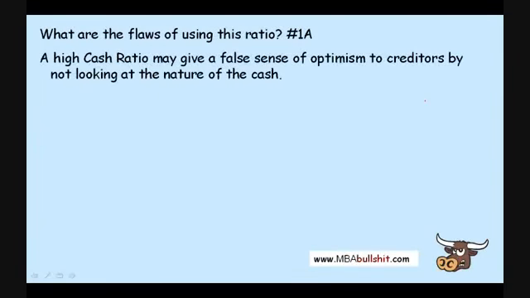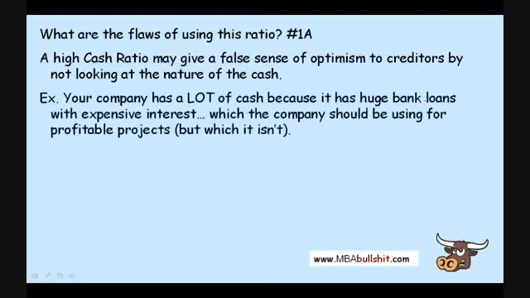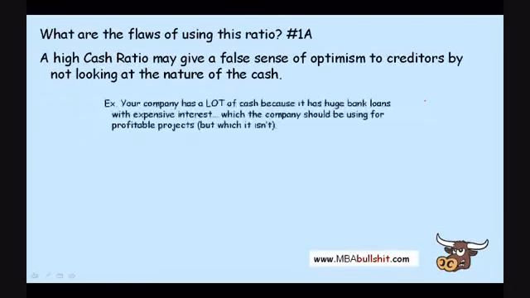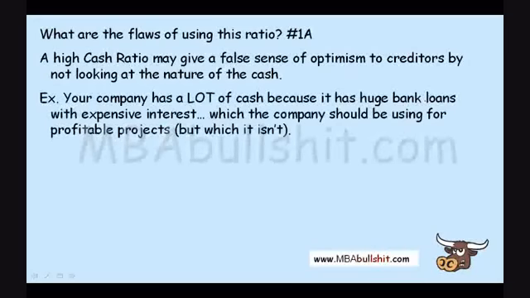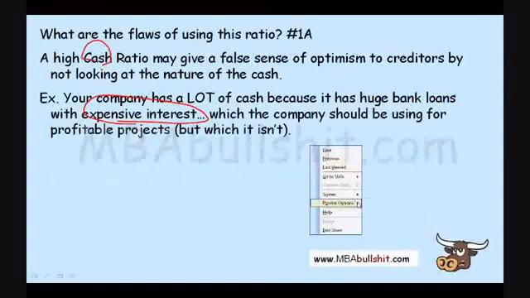Well, one is that a high cash ratio may give a false sense of optimism to creditors who are not looking at the nature of the cash. So for example, your company has a high cash ratio because it has a lot of cash. And why does it have a lot of cash? Because it has huge bank loans with expensive interest. So it has a lot of cash because it borrowed the cash from banks. But what if it borrowed a lot of cash from banks, is paying a lot of expensive interest, and the company should be using this cash for profitable projects, but it's not? What's going to happen is you're not earning much money in profit, but your company will have to pay a lot of expensive interest because of this cash that it's borrowing.